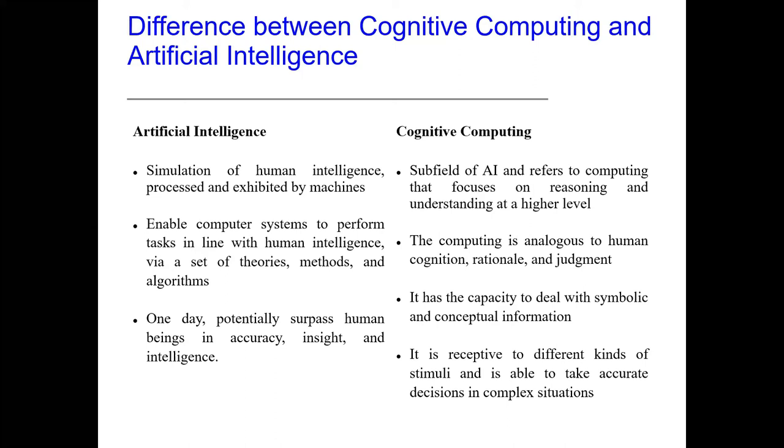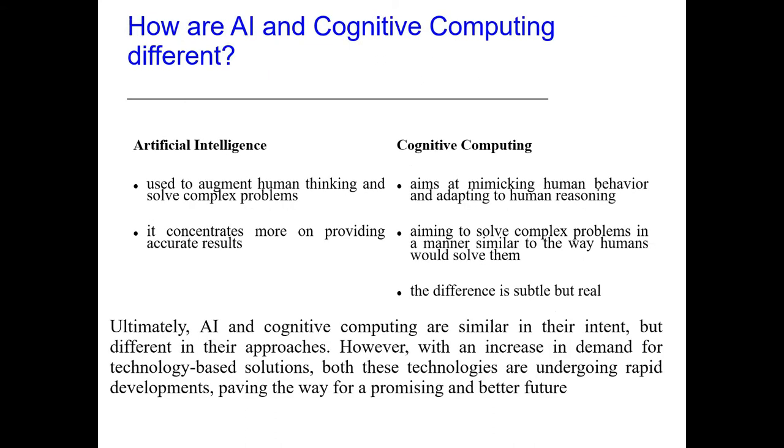The only disadvantage is that it lacks common sense. So a perfect mix of this artificial intelligence with common sense, human intelligence, will make cognitive computing the next era of computing. So this I have probably covered. It is used to augment human thinking to solve problems. But cognitive computing aims at mimicking human behavior and adapting to human reasoning, concentrating most on providing accurate results, and being able to solve complex problems in a manner similar to the way a human would solve them.